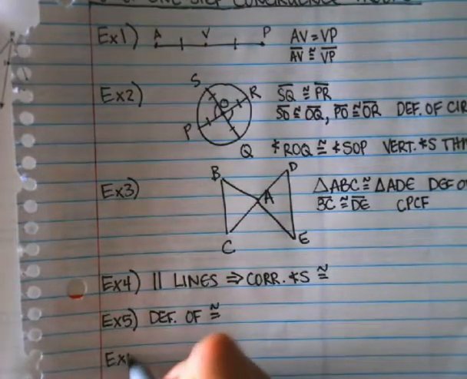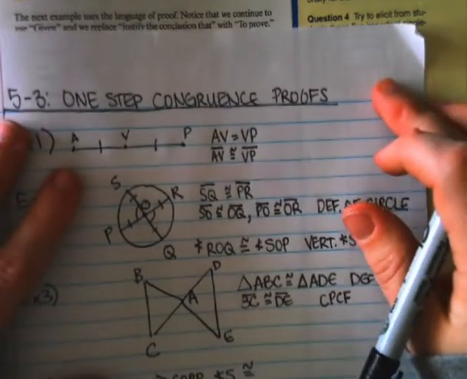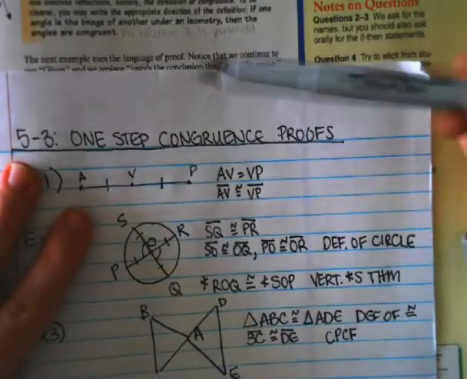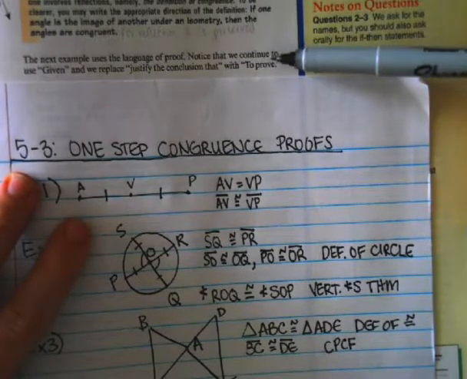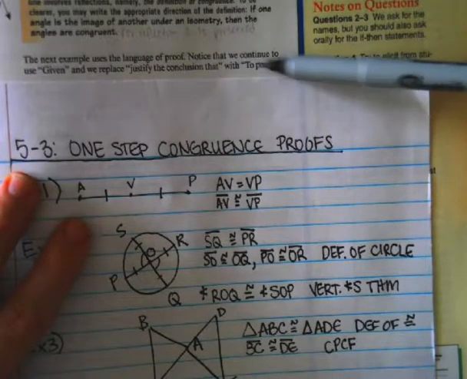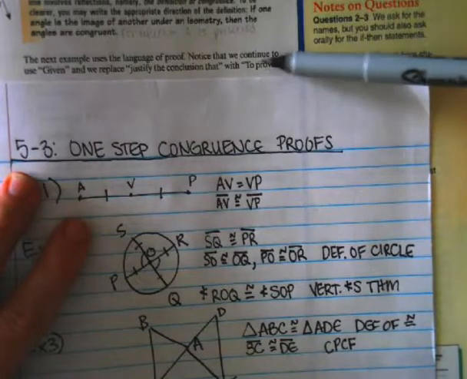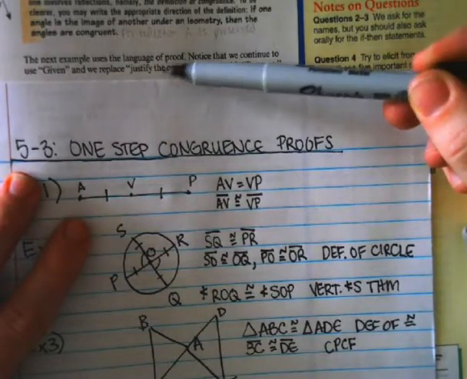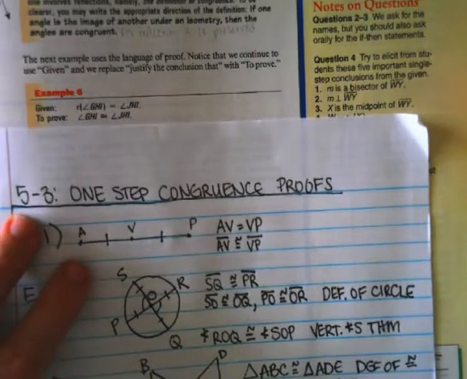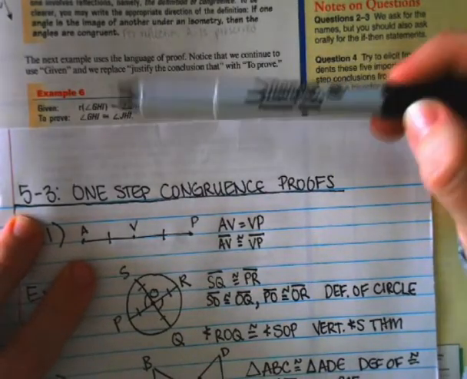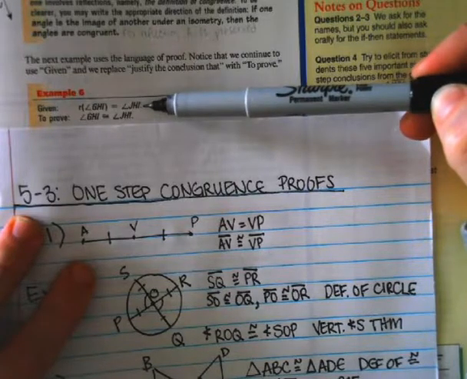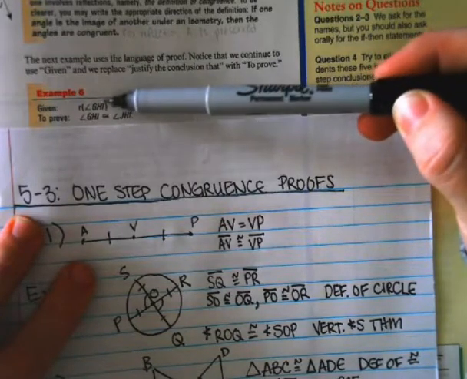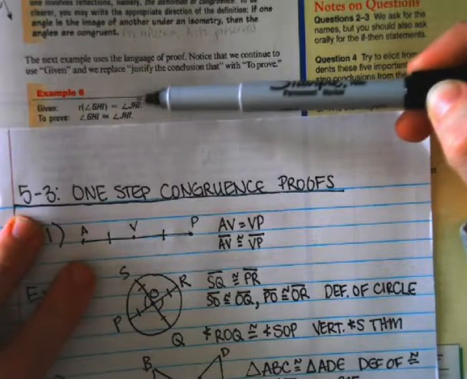All right, the last example. I like this because now it actually uses the language of proof. We still have a given, and then we are going to prove something. When we're saying to prove something, we just need to justify it with something. So given, this is my antecedent. This is what I know. It's there. I just have to accept it. So the reflection of angle GHI equals angle JHI.